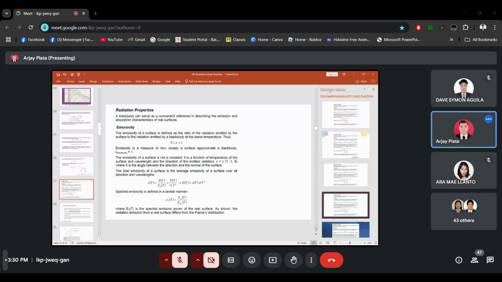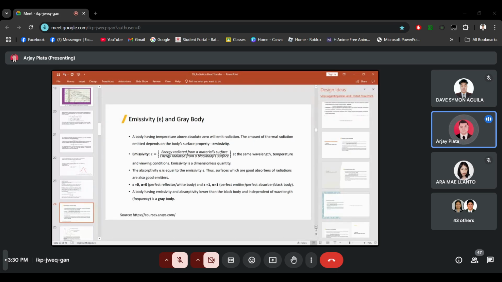Okay, so ito yung pinakita kanina na emissivity. So ratio siya ng energy radiated from a material surface over energy radiated from a black body surface at same wavelength and temperature. So kapag 0, yung emissivity ay white body. Kapag 1 is black body.